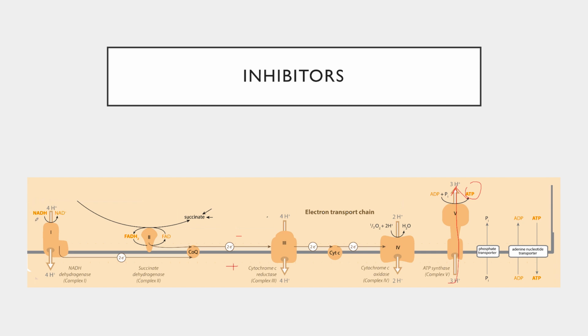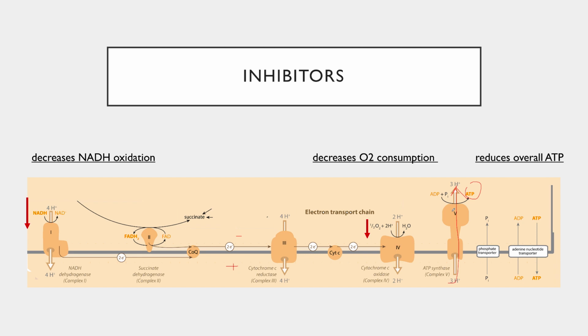So the addition of an inhibitor, again, anywhere along the electron transport chain at complex 1, 3, 4, or at the production of ATP, will fundamentally reduce oxidation of NADH. It will also reduce oxygen consumption and will reduce overall ATP production. And these are classic signs of the introduction of an inhibitor to the electron transport chain.